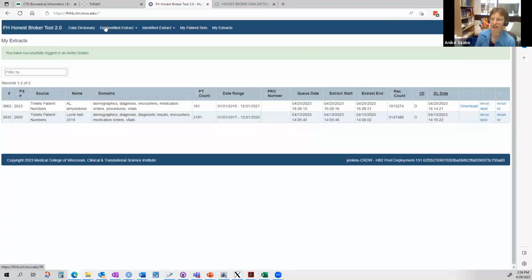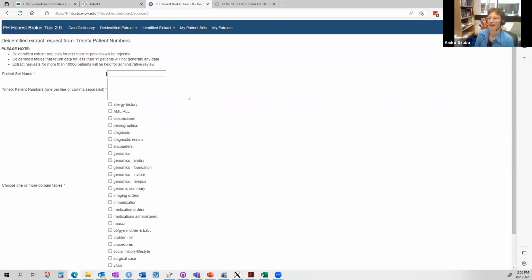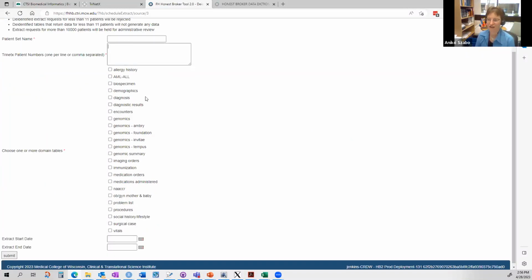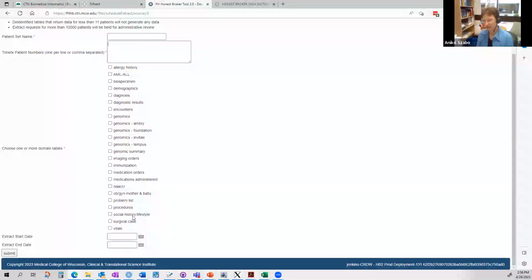And then I say I want a de-identified extract. And I pick that I got my numbers from TriNetX, and pretty much copy and paste the big list of numbers from the spreadsheet. And these are the numbers I get. Then these are all the variables, the data types, that we can access. I click which one I want.